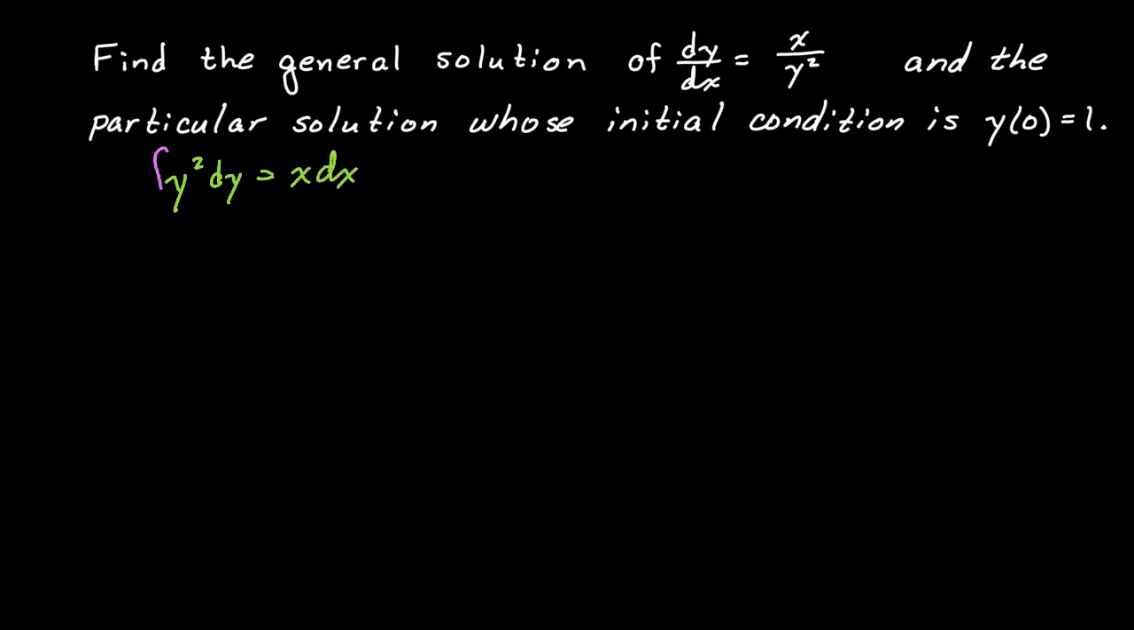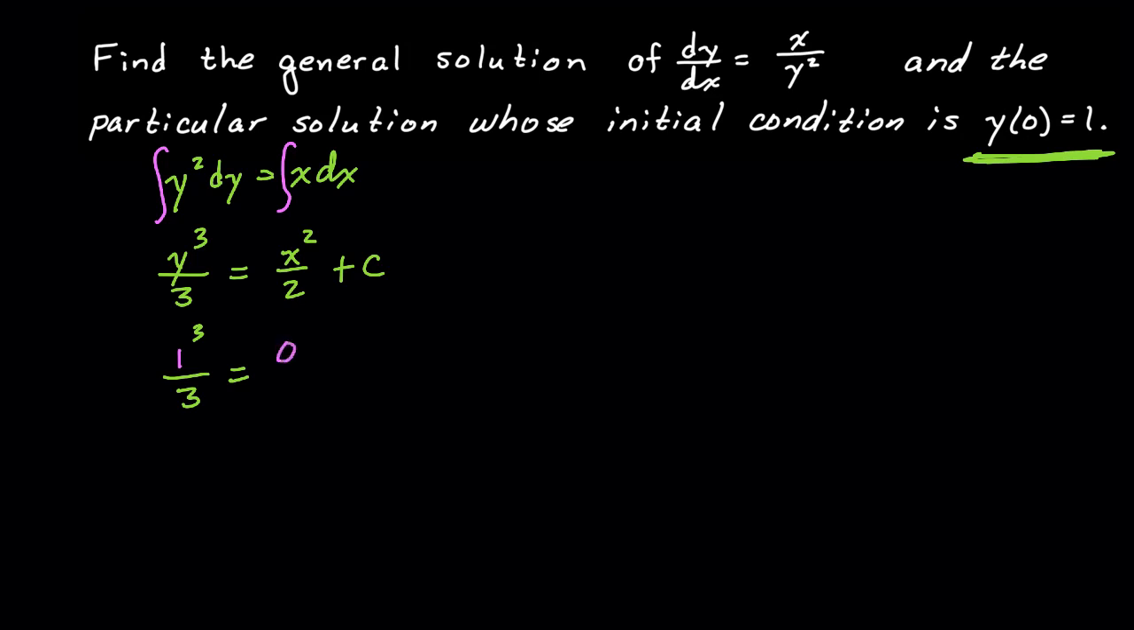Your next step is to integrate both sides of our equation. So we get y cubed over 3 is equal to x squared over 2, and then we tack on our constant. Now, once again, this is our initial condition over here. y of 0 is equal to 1, so we substitute 1 in for the y value, and then we substitute 0 in for the x value. And we solve, finding that c is equal to 1/3.